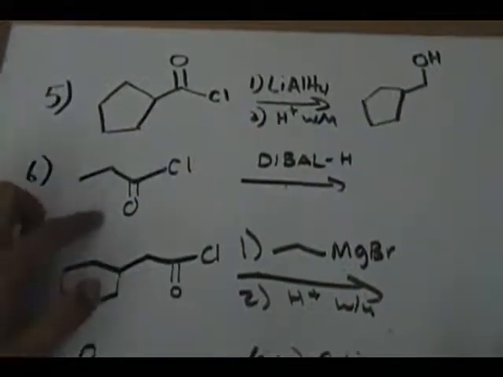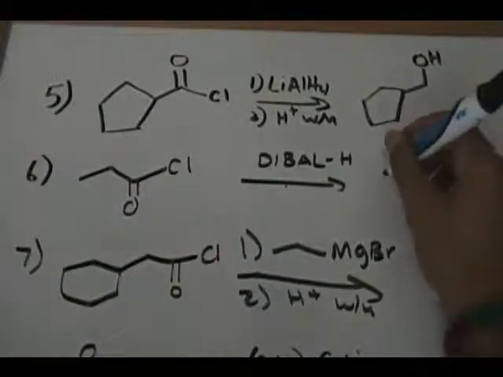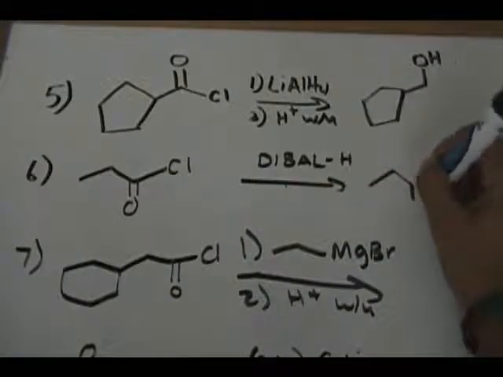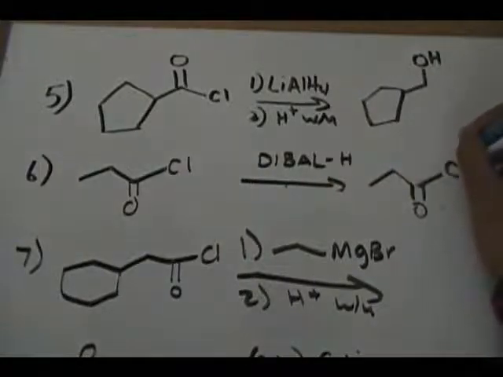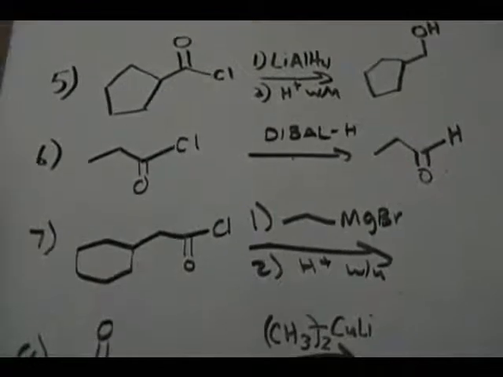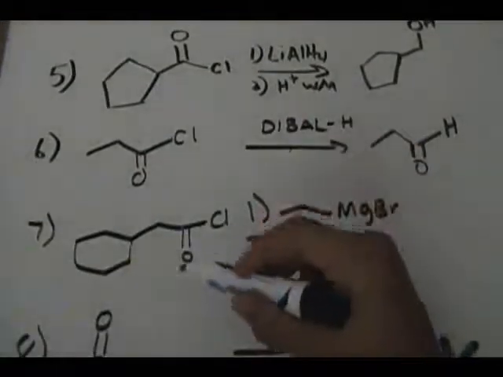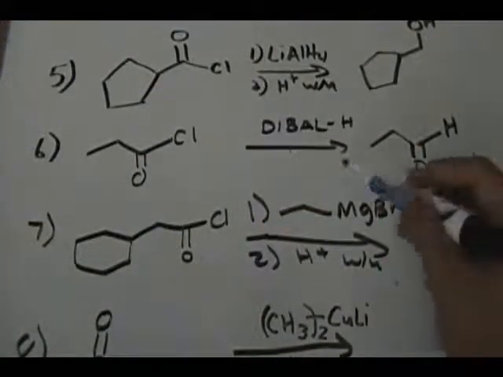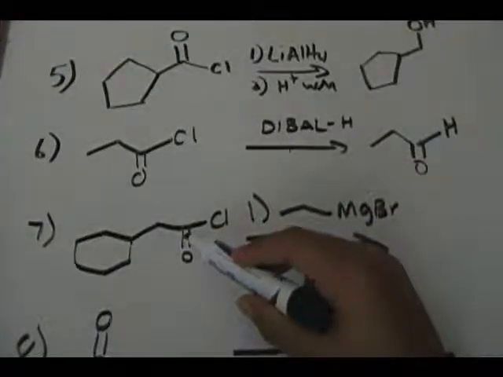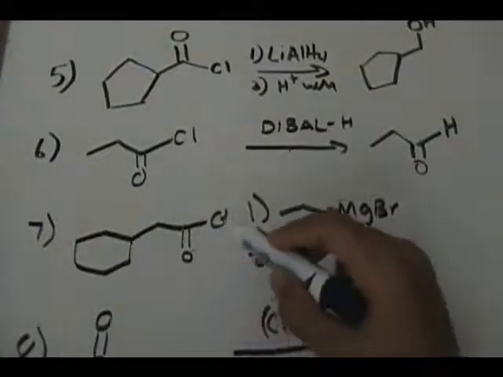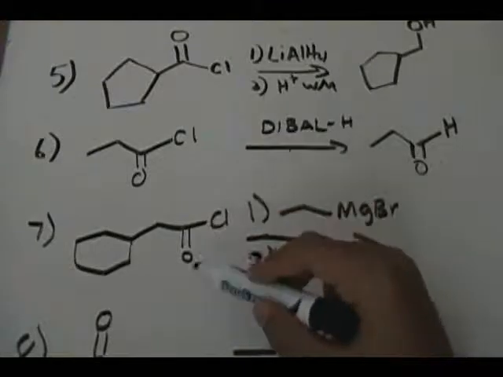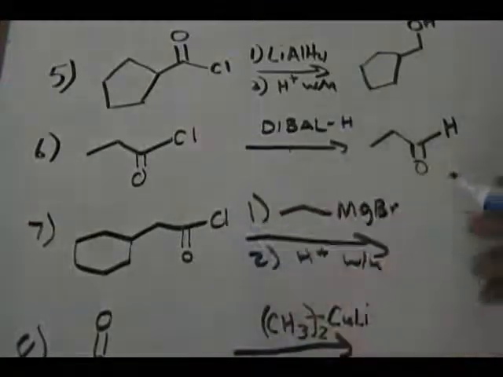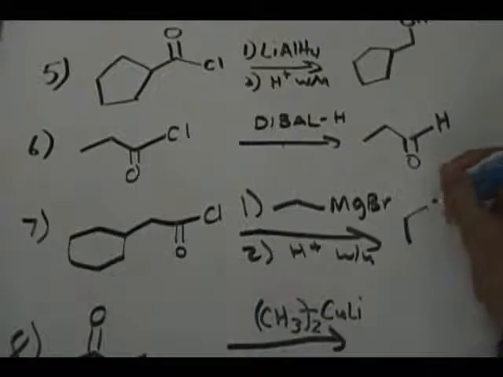Reaction 6, we have an acid chloride with DIBAL-H. All we do is replace the chlorine with a hydrogen, and we get our product. Oops, we get our aldehyde. There you have it. Reaction 7, you have an acid chloride reacting with the Grignard reagent. Remember, the Grignard reagent adds twice to the carbon of the carbonyl. Through the course of the mechanism, the chlorine leaves, and this becomes an alcohol. Your product will look something like this.